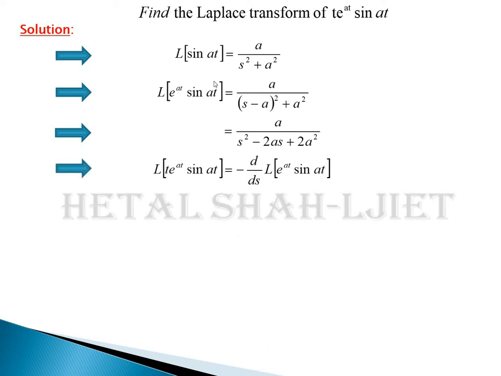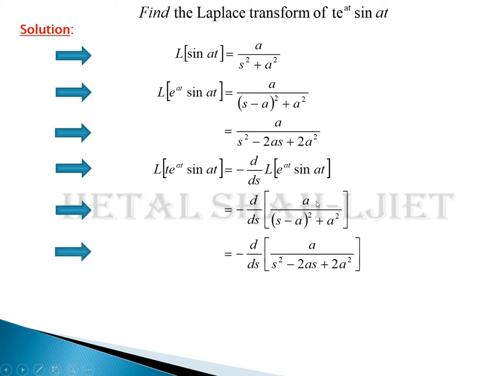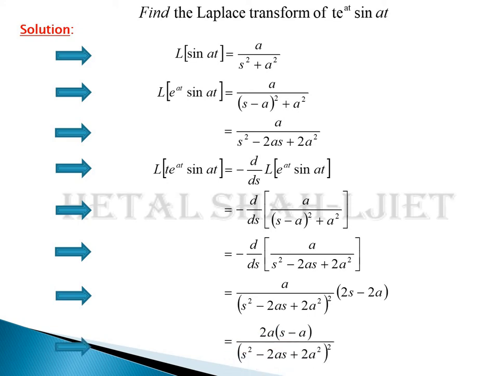Now, Laplace of t e raised to at sin at, as per the formula, is minus d by ds, because here you have t. So, Laplace of t e raised to at sin at is a upon s minus a whole square plus a square. Now, the derivative of this term is this one. So, by simplifying, you get this final answer.